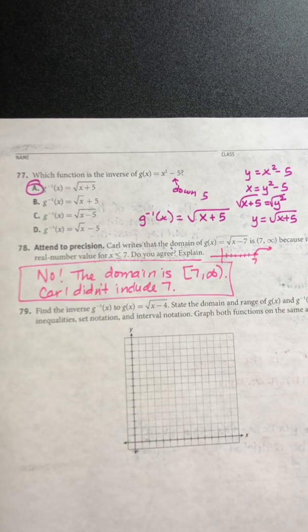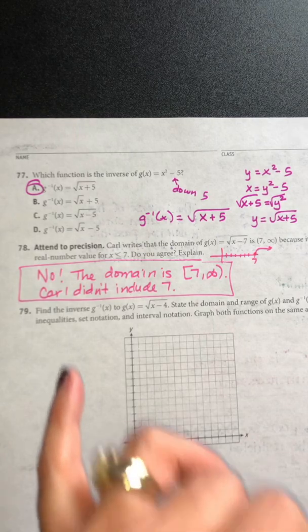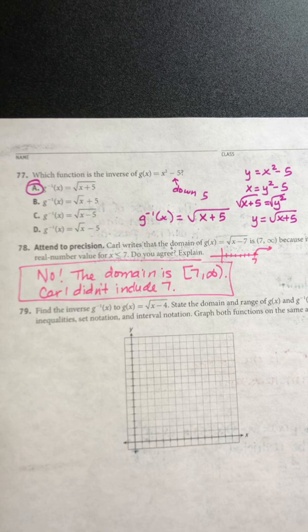Number 79, the last one, because we're not doing number 80, says find the inverse, g inverse of x, to g of x equals the square root of x minus 4. State the domain and range of both functions, it looks like, using inequality, set notation and interval notation. Graph both functions on the same axes. Okay, I'm going to start with the graphing.